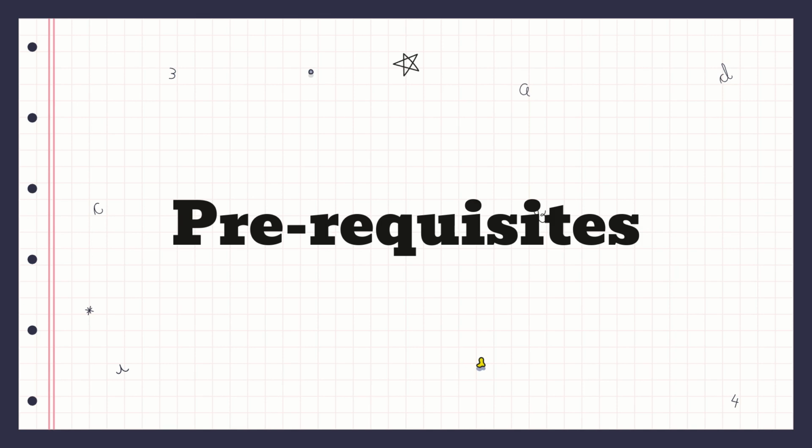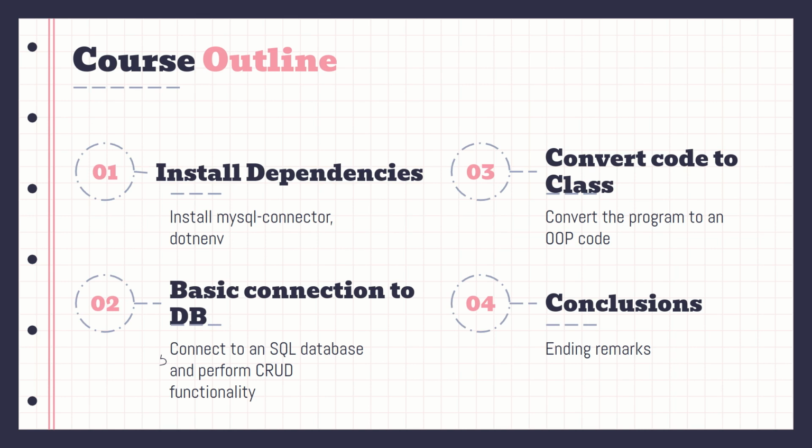So let's look at the course outline and what we're going to be covering in this course. In this tutorial course, we're going to learn how to install the dependencies. We're going to learn how to install the MySQL connector for Python, and .env, and all the necessary libraries we need for this tutorial. Step 2 is to learn how to connect to a simple database using Python. Later on we'll take all the basics we have learned and convert them into something more object-oriented, using an OOP concept.